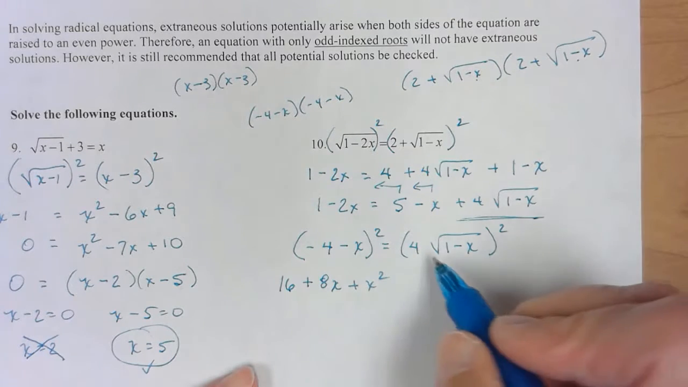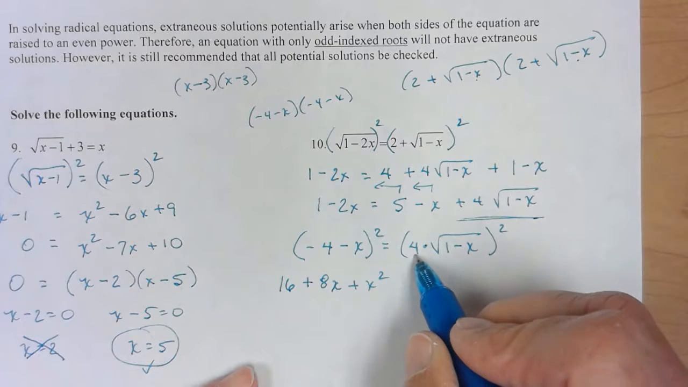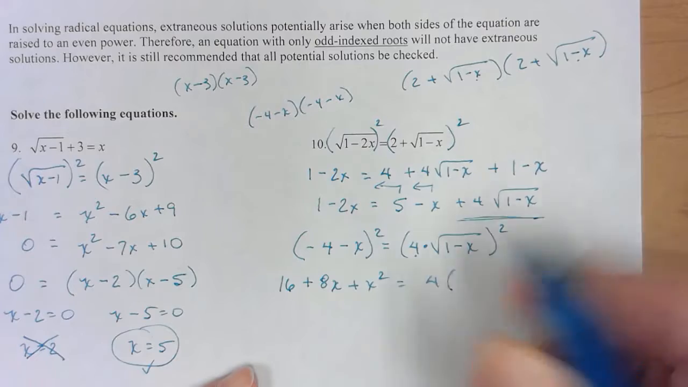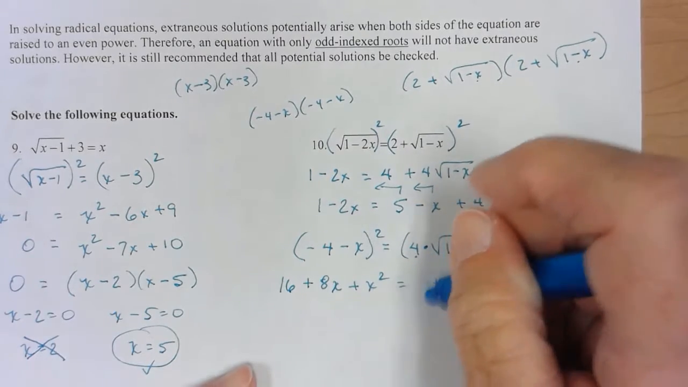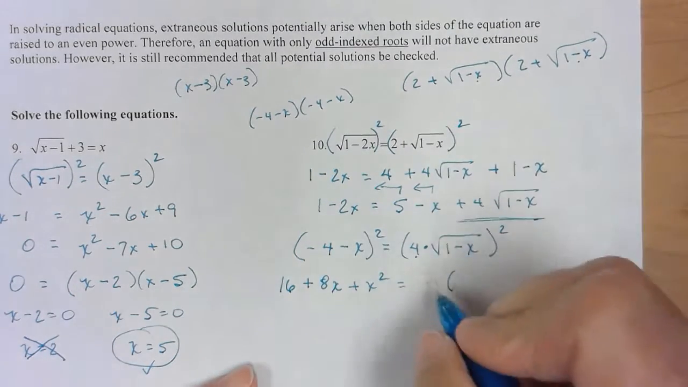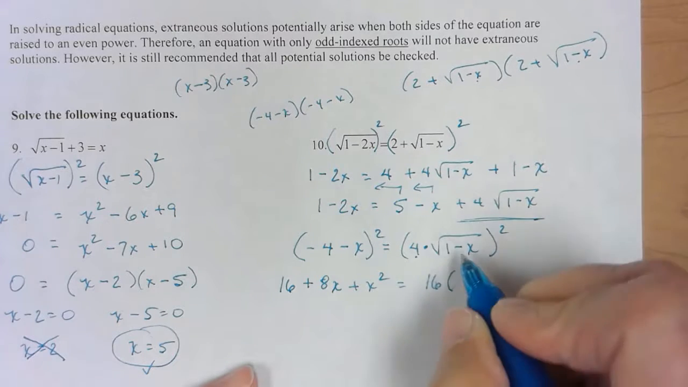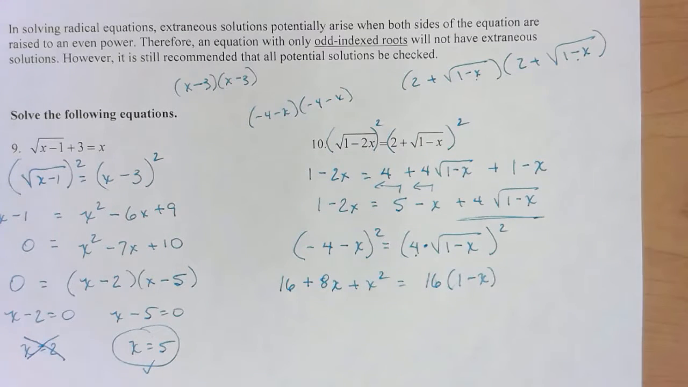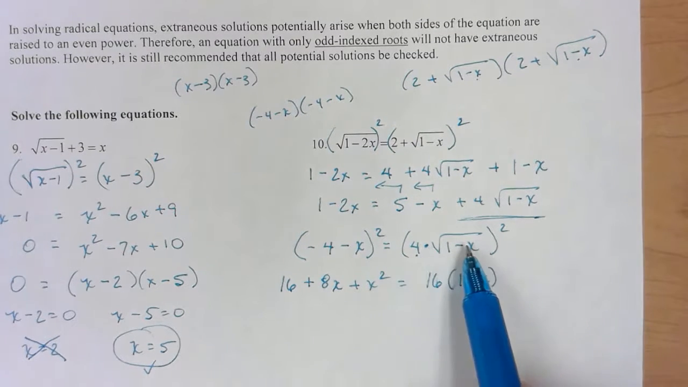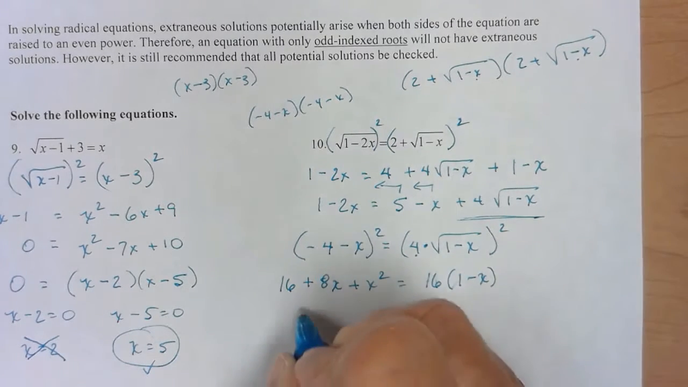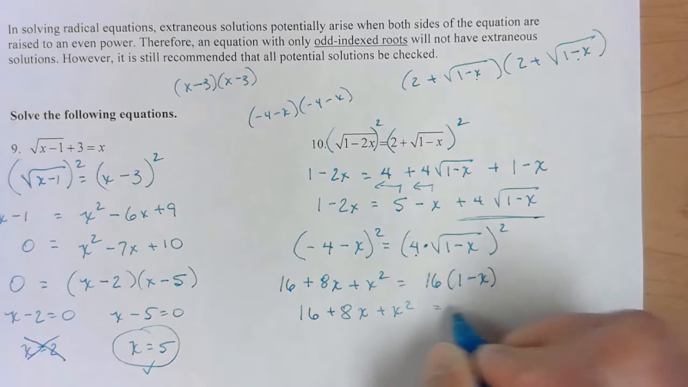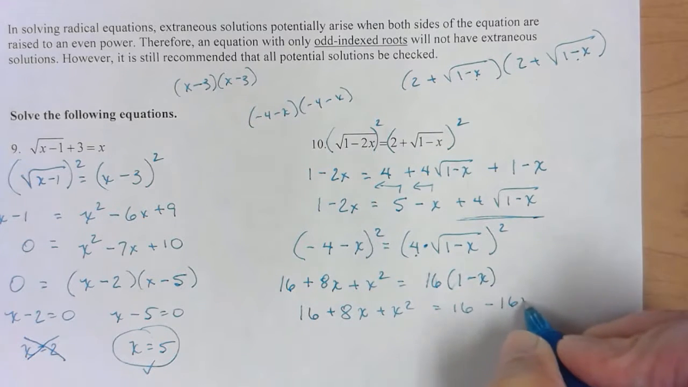Okay, now this one, I've got two factors here. So the 4 has to be squared and that has to be squared. And you have to keep, here I am talking, not doing. 4 squared is 16. That squared is just 1 minus x. Notice I left it in parentheses because the 4 is going to be multiplying that. So you need to keep that. So I've got 16 plus 8x plus x squared is equal to 16 minus 16x.